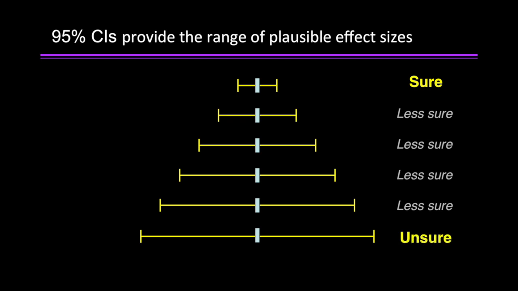Now we have a little bit more formal language for this. When we're really sure, we say the estimate is precise. When we're unsure, we say it's imprecise. So let's talk about 95% confidence intervals and their relationship to p-values.